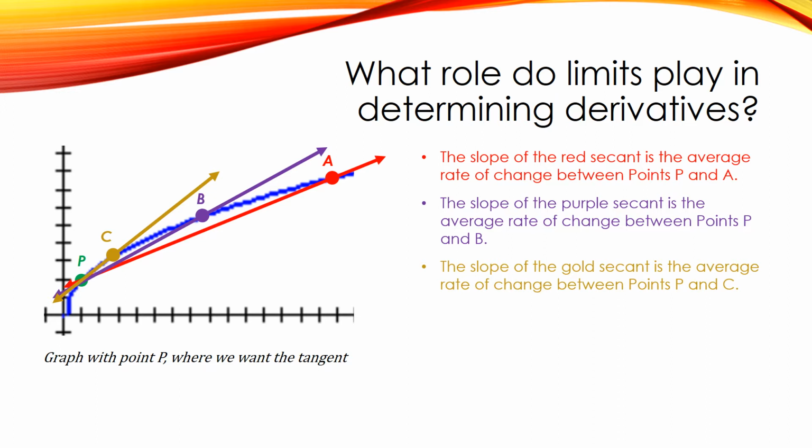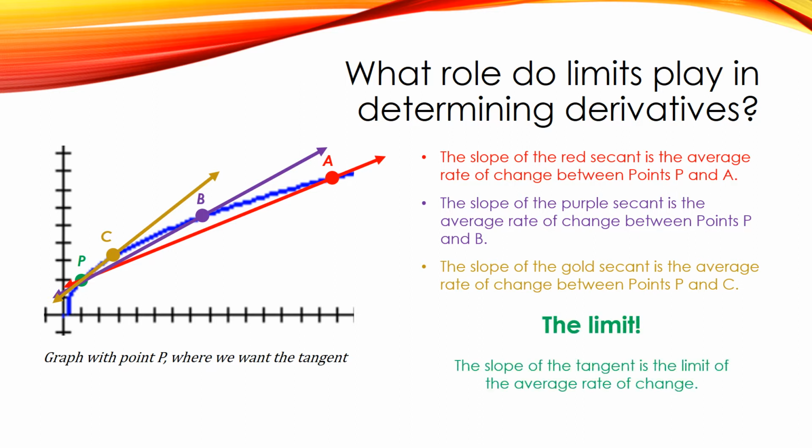We could continue drawing secant lines, moving the second point closer and closer to point P, and the slope of these secants will approach the slope of the tangent at point P. What concept are we referring to here? I hope you said the limit. The slope of the tangent is the limit of the average rate of change.